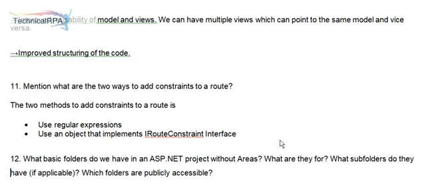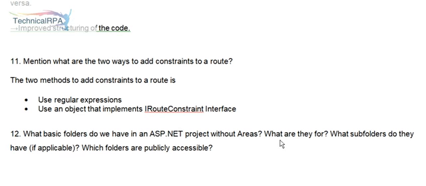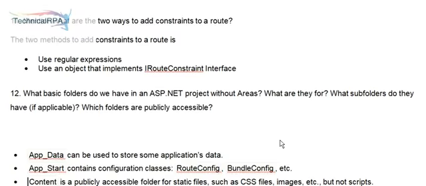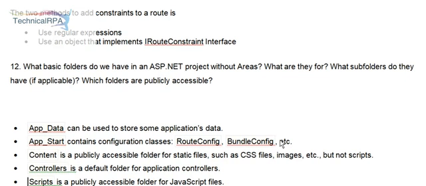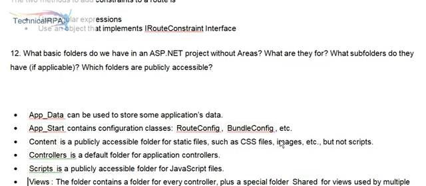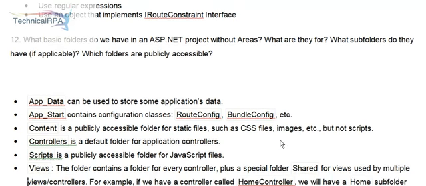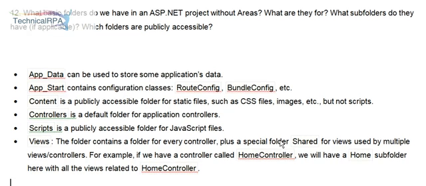12. What basic folders do we have in an ASP.NET project without areas? What are they for? What subfolders do they have, if applicable? Which folders are publicly accessible? App_Data can be used to store some application's data. App_Start contains configuration classes, RouteConfig, BundleConfig, etc. Content is a publicly accessible folder for static files, such as CSS files, images, etc., but not scripts.